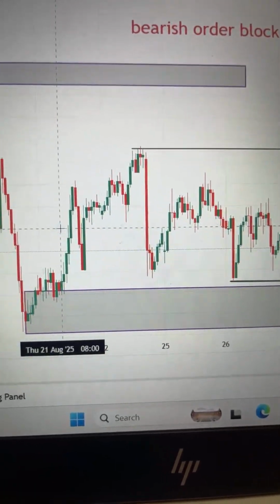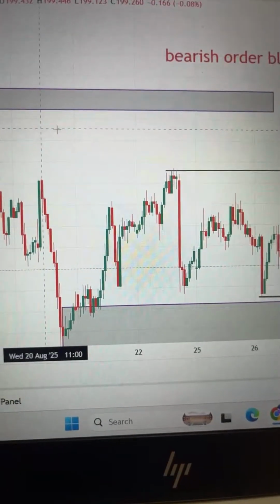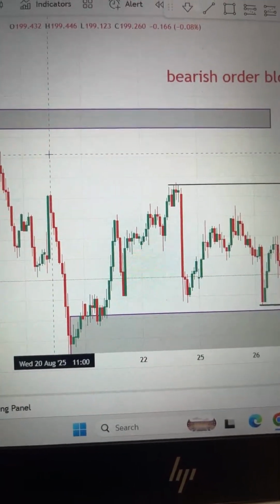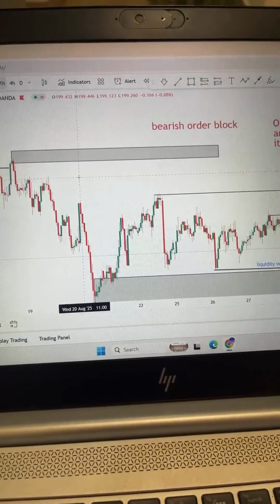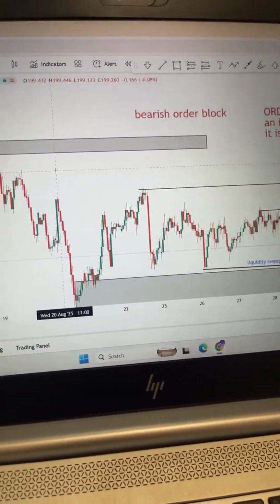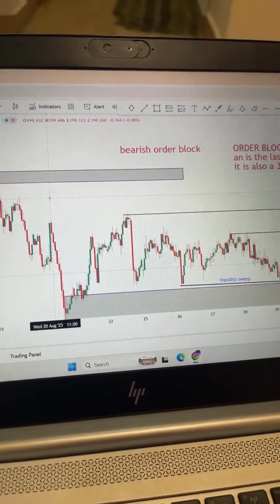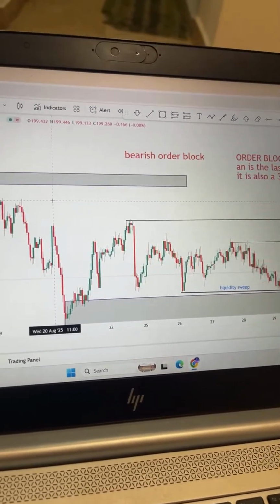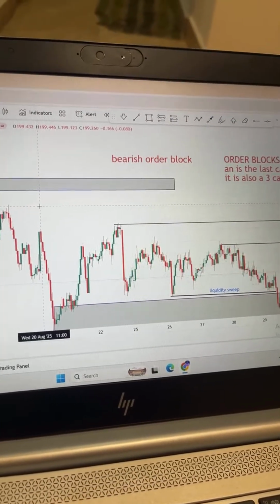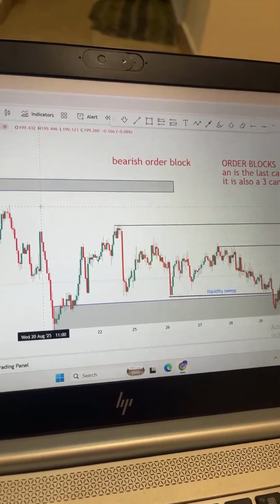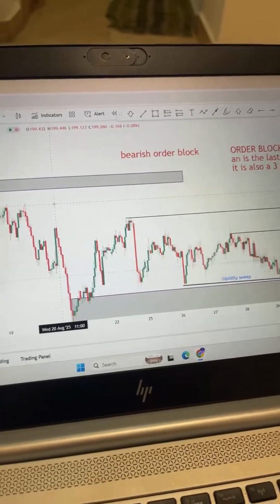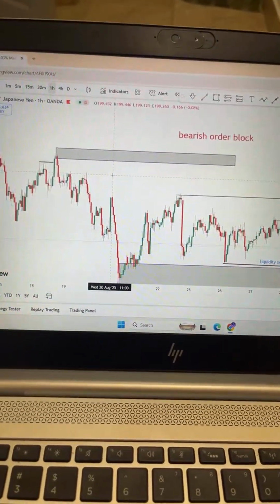The bearish order block can also be termed as a supply zone. That is a supply zone also. Then the bullish order block can be termed as a support or demand zone. So they are just the same. If you know how to trade demand, then you can trade order blocks. If you can trade order blocks, then you can trade demand and supply, even support and resistance. So it's just like that.